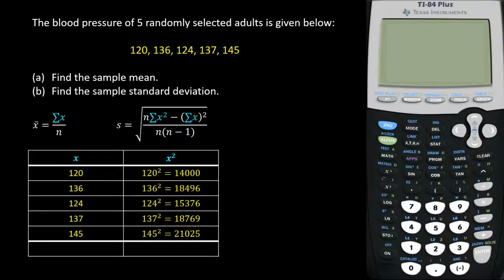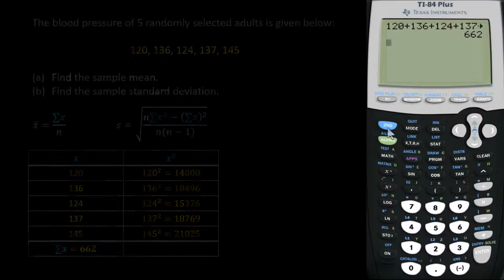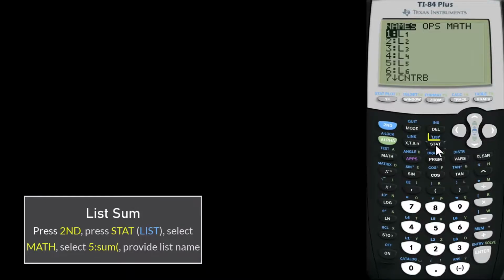Going back to our table, the last row will be used to store the column totals. Let me show you how to get the column totals using list operations. If you want, you can do this manually, but if you're working with a lot of values, this is going to take a while. Instead, what we can do is press second, then press stat to access list, then use the right arrow key to select math. And since we want to take the sum of the column, we'll select sum or option 5.